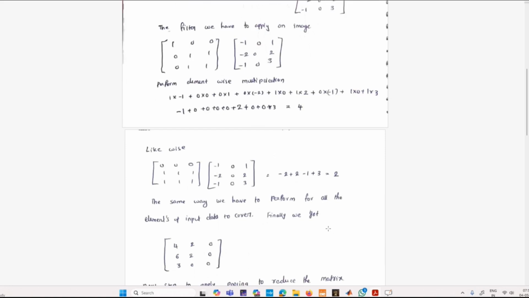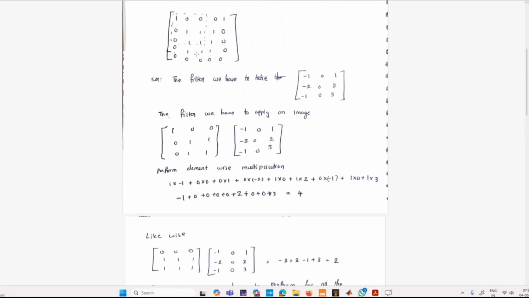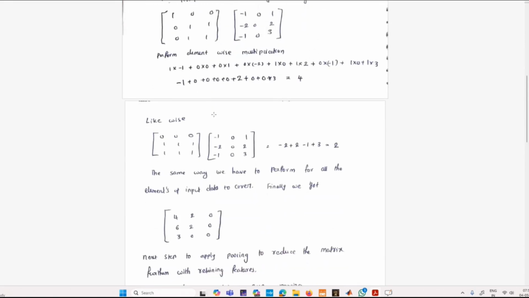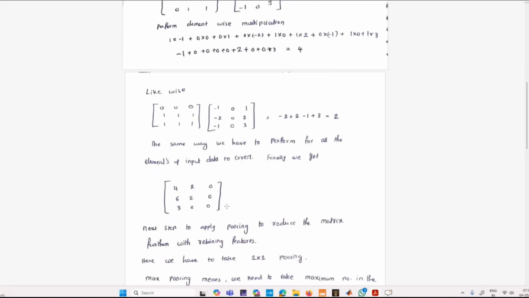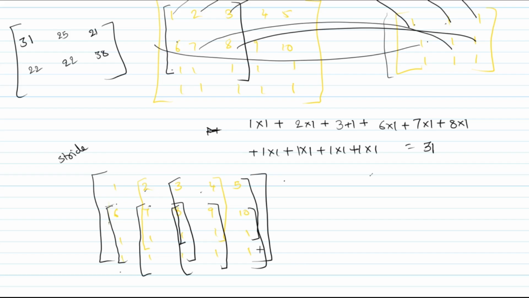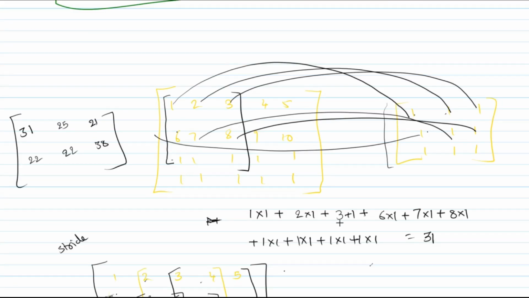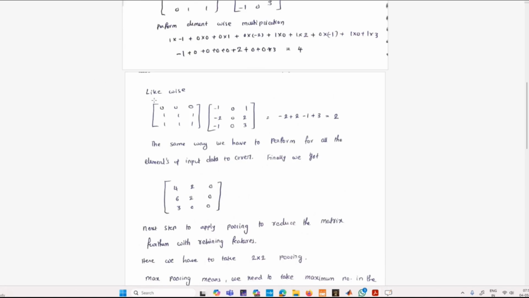So I got 2. Likewise, I do this for all the input matrix, next one there and one by one. Here I have taken 5. So finally I got this matrix: 4 2 0, 6 2 0, 3 0 0. This is the feature matrix. Features we have extracted from the input matrix. Like this, whatever we have done here.